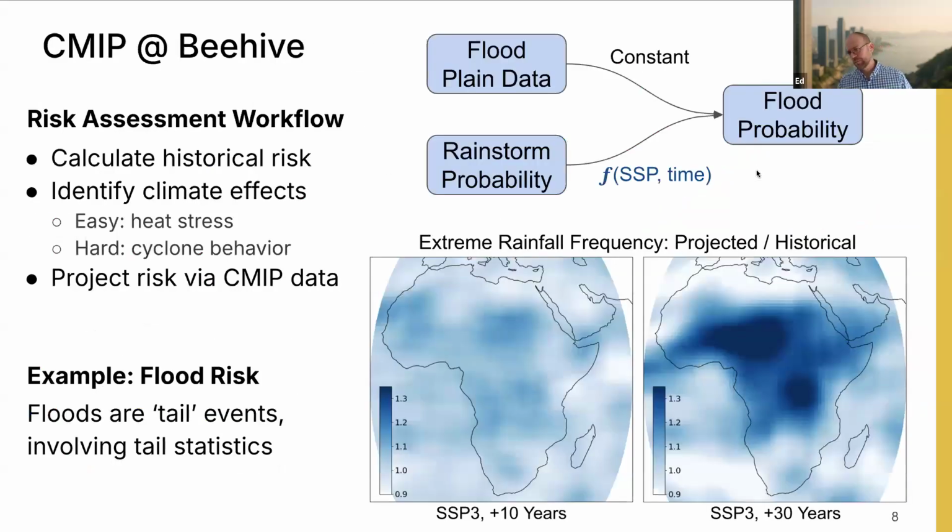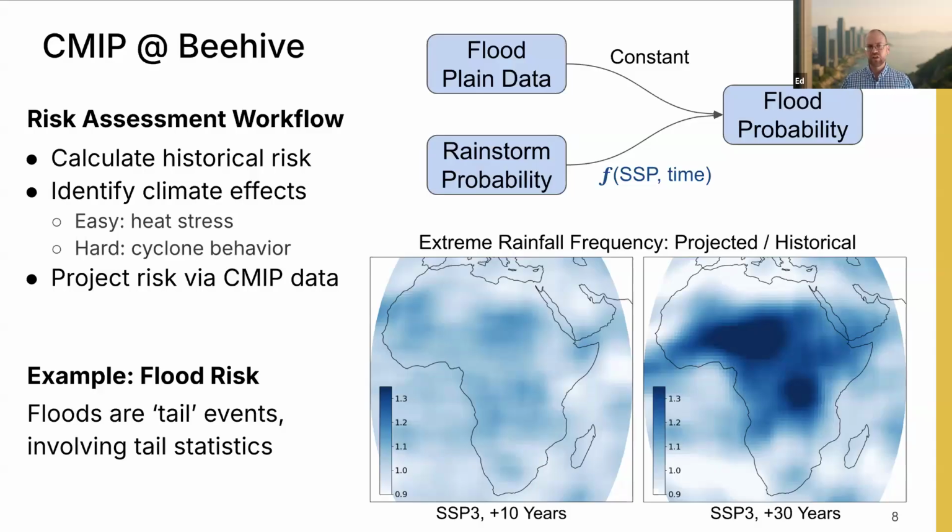Okay, so now CMIP at Beehive, how do we use this data? What do we do with it? So a typical risk assessment workflow might start from historical risk rather than going directly to a climate model. And cyclones are a good example of that. I mentioned that cyclones aren't particularly well captured by CMIP models, if at all, because of a lack of resolution at the scale needed to describe convective behavior in those storms.